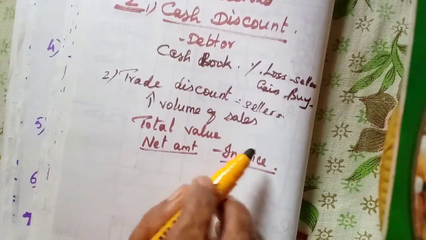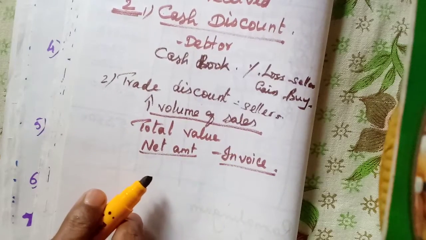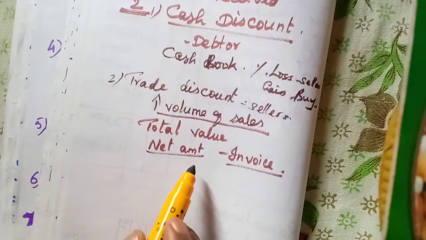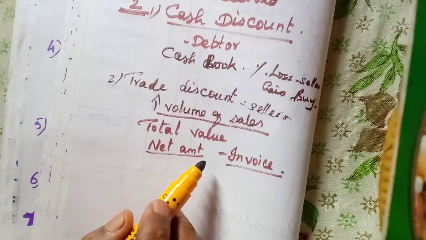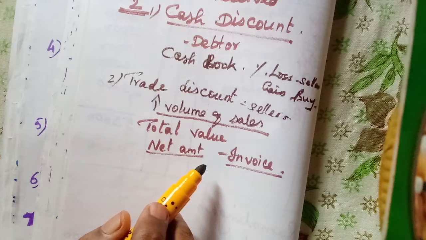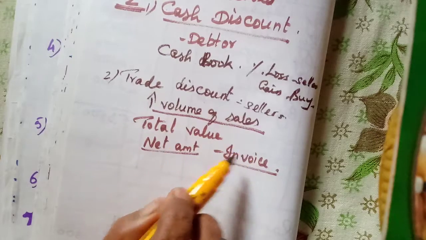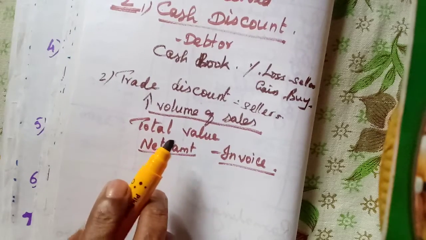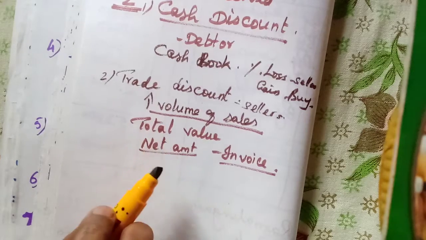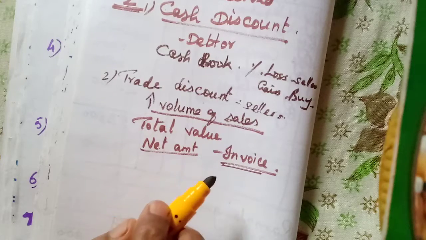What is the purpose of providing this trade discount? Just to increase the volume of sales. If they buy more, the rate of discount also will be more. Maybe they may give those who buy more than 10,000, 10%, or those who buy more than 50,000, then 15% reduction. Like that they may give. In order to increase the volume of sales, they give a certain percentage as a reduction from the total value of the goods. It will be shown only in the invoice, but not in the books of accounts.